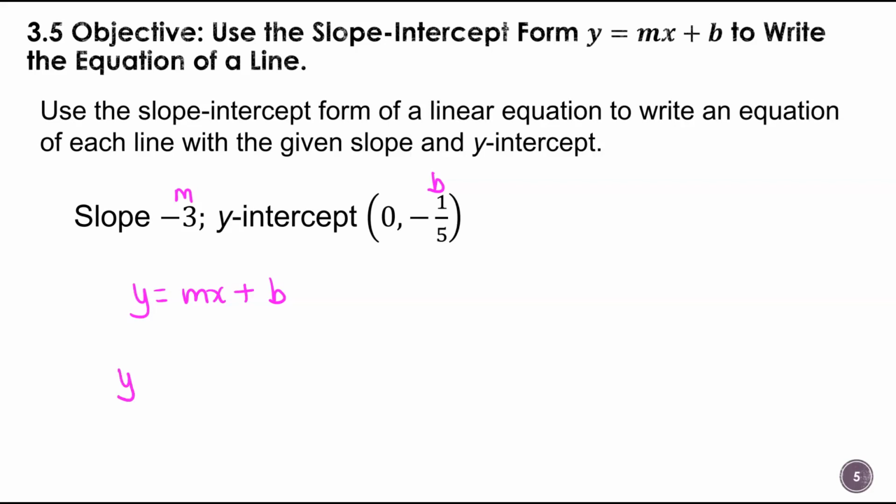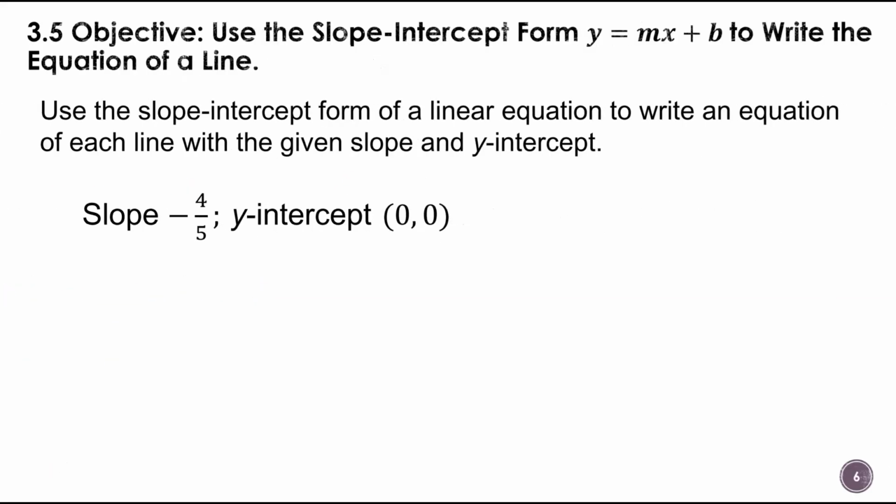So I'm going to say y equals negative 3x minus 1/5. So I've just written the equation of a line. If you're given the slope and the intercept, you really don't have to do any work. You just have to know, hey, I've got everything I need for this equation. Okay, on the next one, we're going to do the same thing.